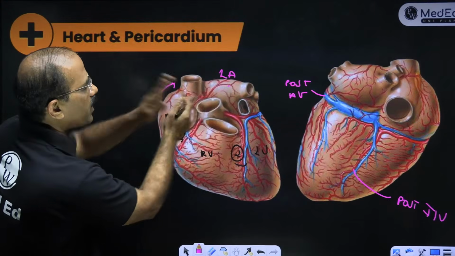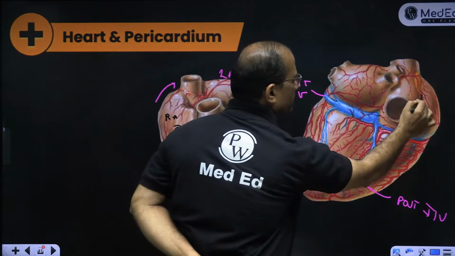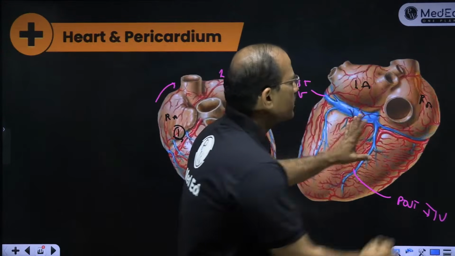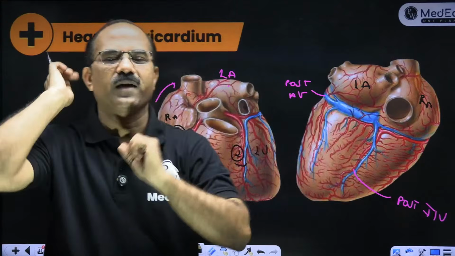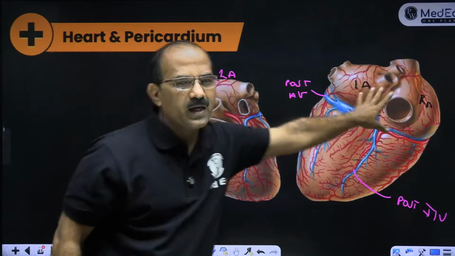Now we turn the heart. Heart को turn करते हैं. What is this chamber? ये है right atrium and that's the left atrium. मतलब the base of the heart is formed by what? The base of the heart is formed by both the atria. Fine बच्चों? ये देखो ना, इसको turn किया तो ये आ गया.